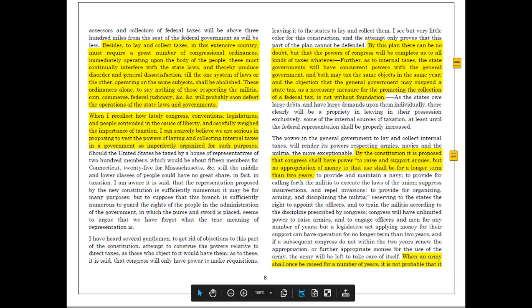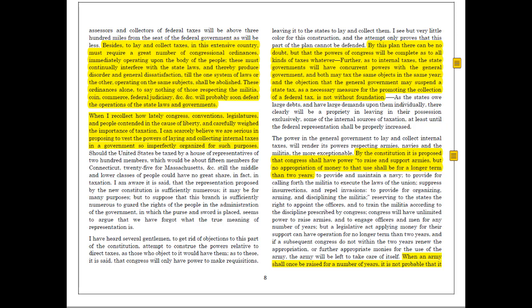"And the objection that the general government may suspend a state tax as a necessary measure for promoting the collection of a federal tax is not without foundation." What is the foundation for that charge?